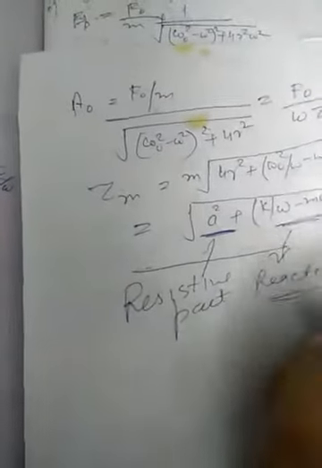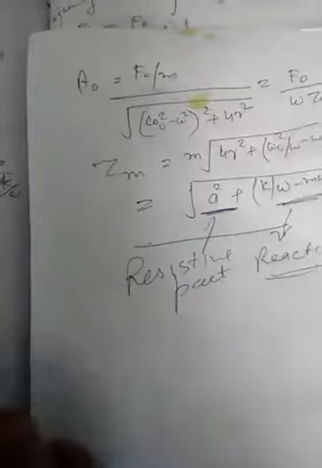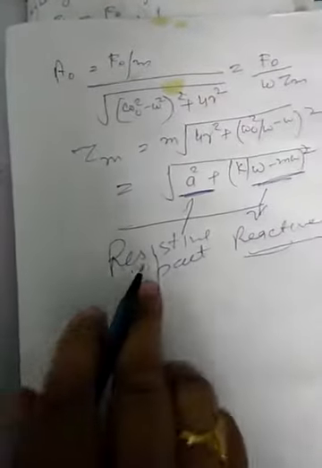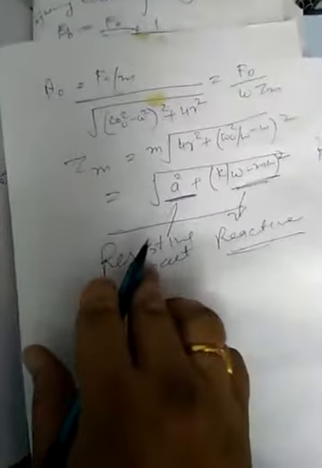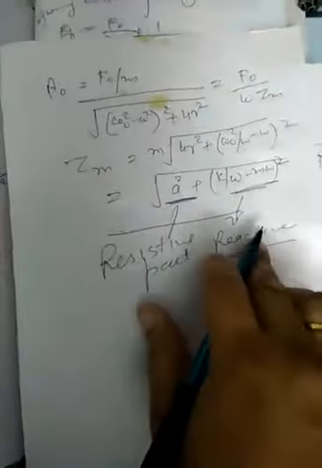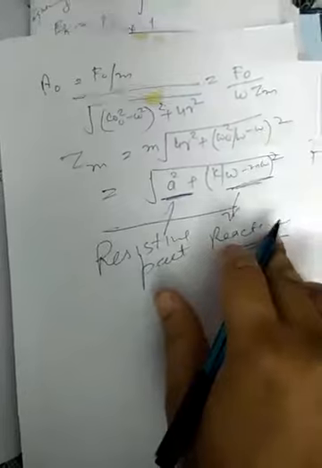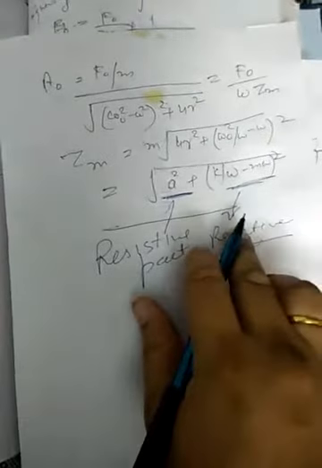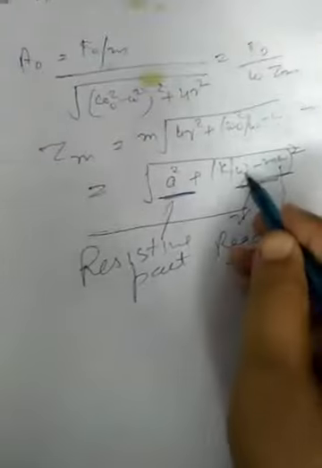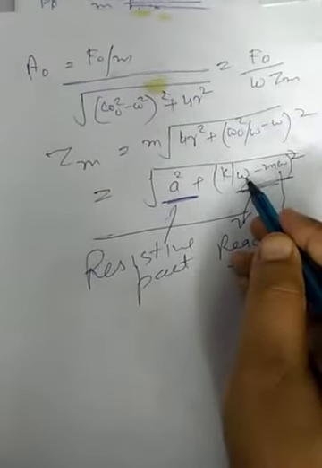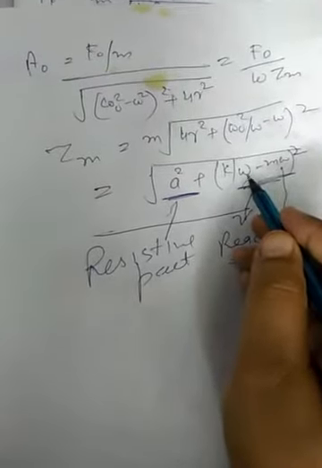So the resistive part arises from the damping force and causes loss of energy during oscillation. It arises because of the resistance, the friction part. The reactive part depends upon the frequency of the applied force. It contains two terms. The first term is controlled by the mass, that is this one, and the second is controlled by the elasticity of the spring, or the restoring force.